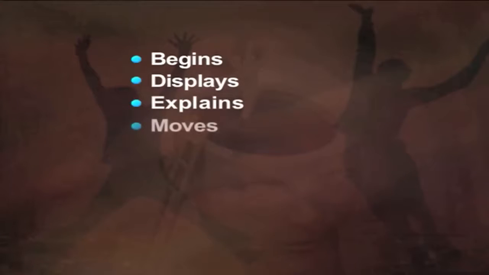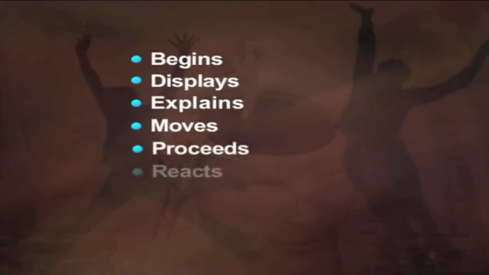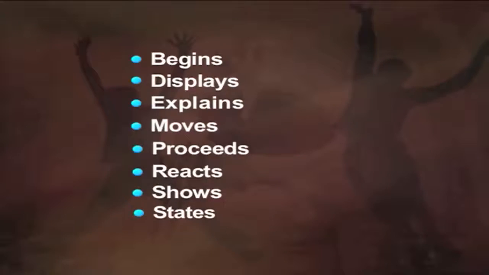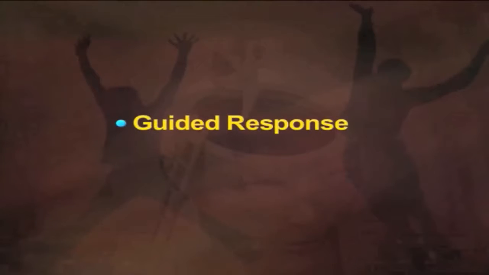The learning objectives that are framed to identify this learning objective will begin with words like begins, displays, explains, moves, proceeds, reacts, shows, states and so on. The third stage in the psychomotor domain, that is guided response. The early stages in learning a complex skill that includes imitation and trial and error. Adequacy of performance is achieved by practicing.